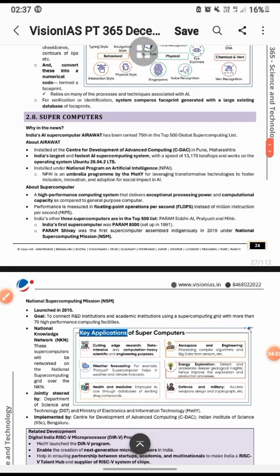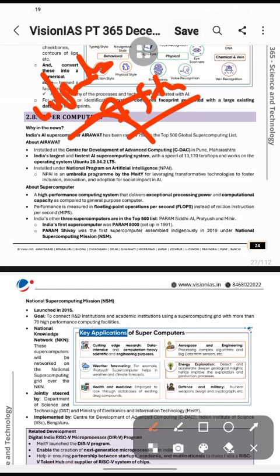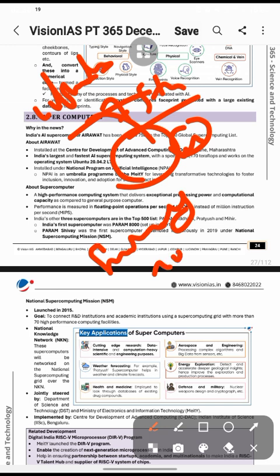Now next is supercomputer. The AI supercomputer Airawat is 75th among the top 500 global supercomputers, from the Centre for Development of Advanced Computing, Maharashtra. India's largest and fastest AI supercomputer is called Ubuntu. The National Programme on Artificial Intelligence is the umbrella for high-performance computing systems, measured in floating point operations per second, in the top 500. Param Siddhi, Pratyush, Mihir, India's supercomputer Param 8000. Param Shivay is the first supercomputer of the National Supercomputing Mission, in 2019.